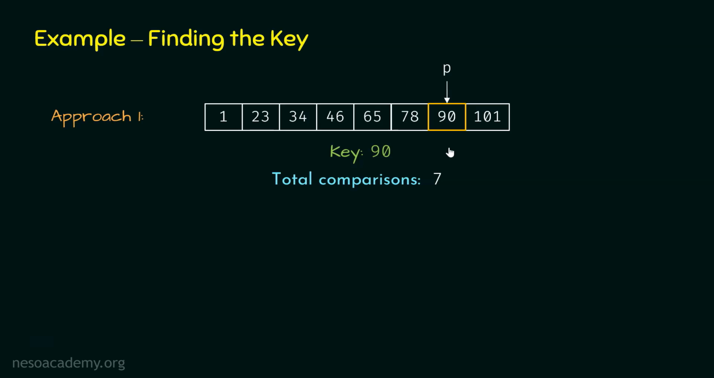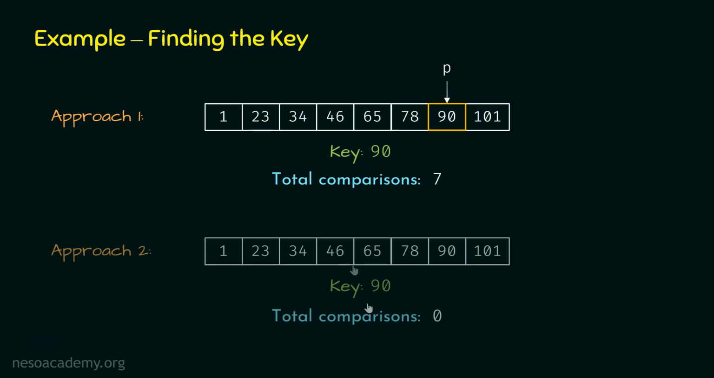This is not the only approach. There is a smarter way to find a specific key in a list. Now let's look at approach number 2. In approach number 2, we will start from the middle of the list. How do we find the middle of the list? By dividing the length of the list by 2. What is the length of this list? The length of this list is 8. 8 divided by 2 is 4. So, our pointer P should point to the 4th item. This is the middle of the list.